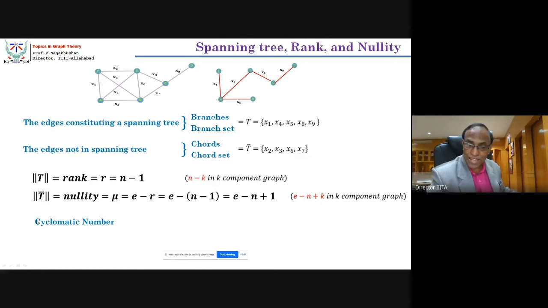Therefore, the nullity is called cyclomatic number. That nullity shows that mu number of cycles can be created by inserting one card at a time. That is why it is called cyclomatic number. Is that all right? So total number of edges is rank plus nullity. Nullity is represented by mu. And the tree is T, the branch set union the card set. Branch set union card set is the total graph.